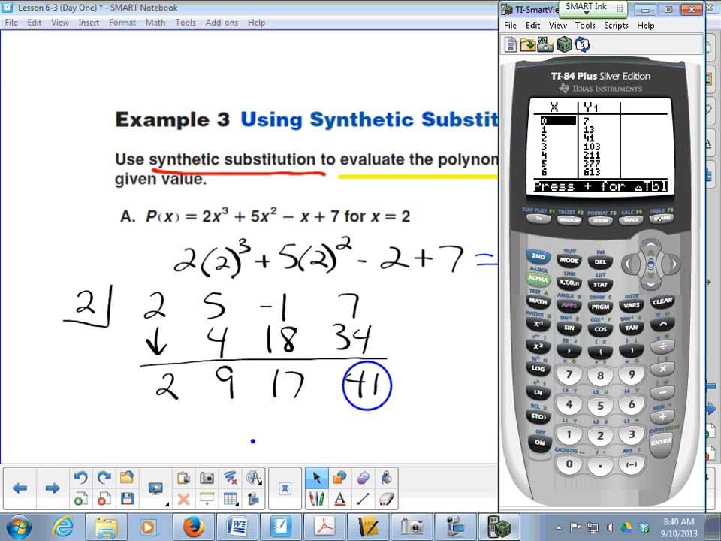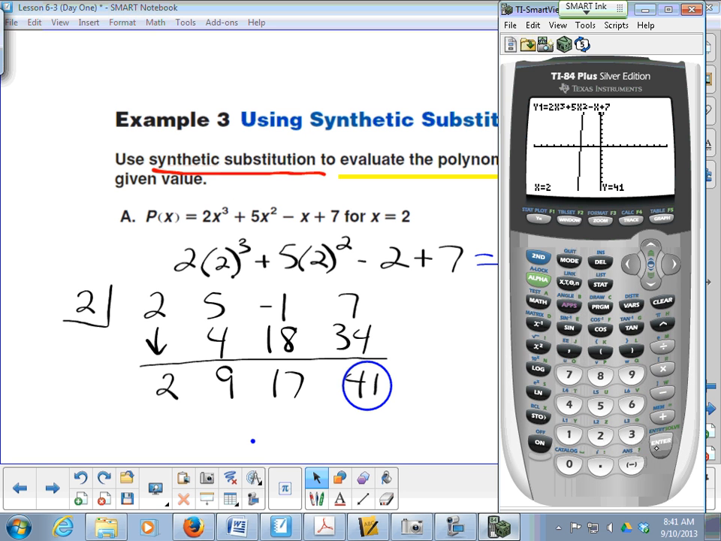Or I could graph it. Make sure I'm in there. Here's the graph of that, at least a little bit of it anyway. If I hit trace, I want you to do this: hit trace, and then just type in 2, because it will say x equals 2. We get 41. So there are four different ways, basically, to find that answer of 41.